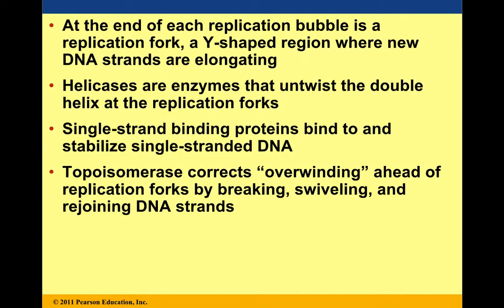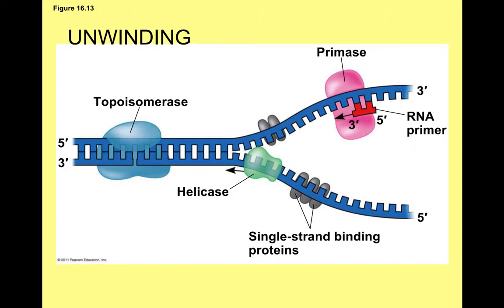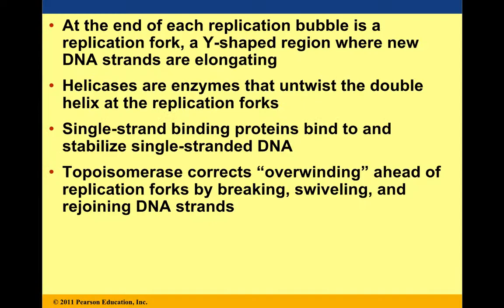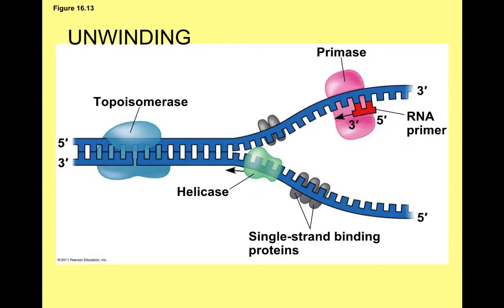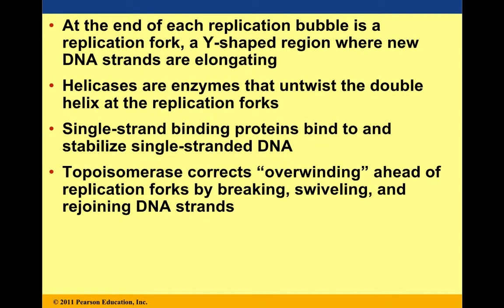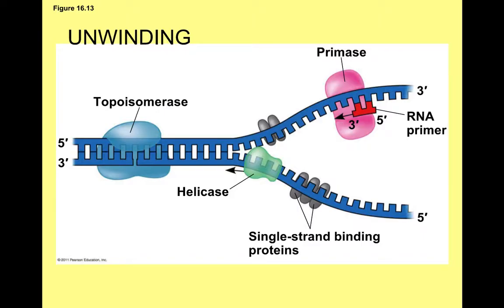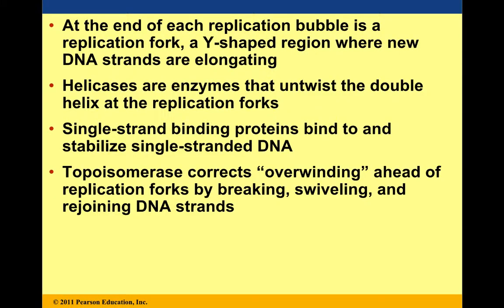Just a summary. At the end of each replication bubble is a fork, which is a Y-shaped region. This Y-shaped region is where it's elongating so it could separate. Helicase separates it. Binding proteins are these little gray things that are binding to the DNA that help stabilize it, and this enzyme topoisomerase affects overwinding and breaking and swiveling and rejoining.